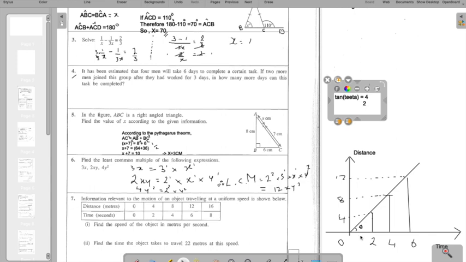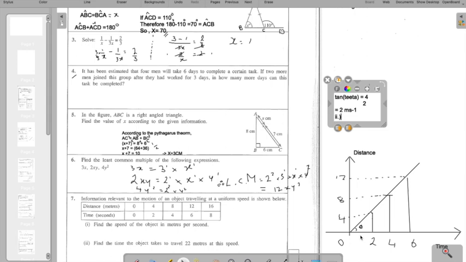Yes, so the final answer will be 2 meters per second, 2 ms minus 1. Right, so moving on to question number 2, they are asking something like this, right? So that you will get confused a bit. Find the time the object takes to travel 22 meters at this speed. Easy, right? Take it very easily.